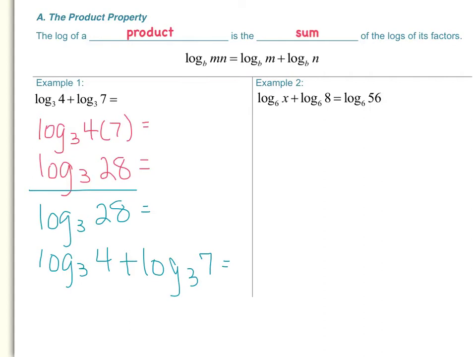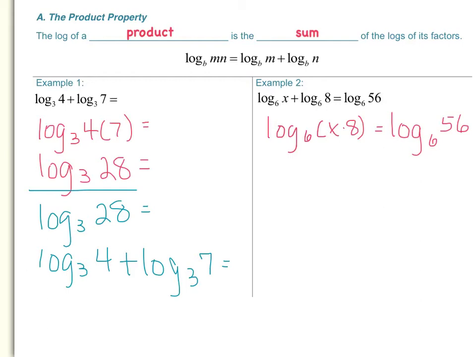Okay, so on the left side of the equation, I have log base 6 of x plus log base 6 of 8. Well, I have like logs with like bases, so that means I can multiply these two arguments. So I will have log base 6 of x times 8. And yes, you can write that as 8x. I'm just showing it in the order that they are on the left side. Now remember, that's equal to log base 6 of 56.